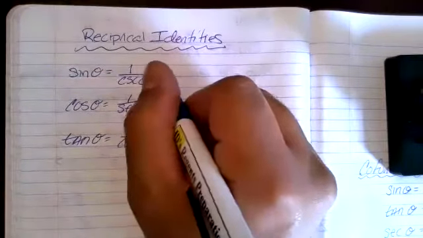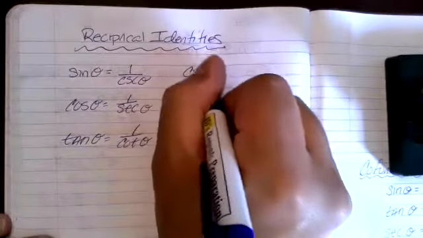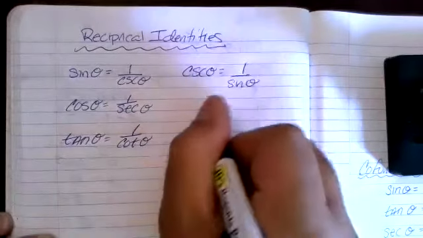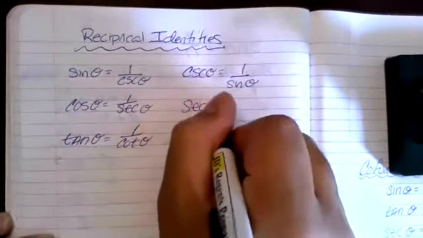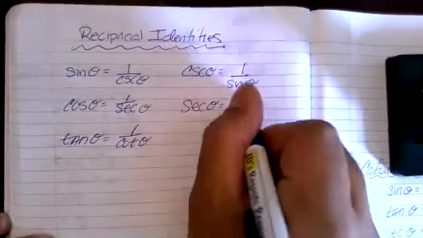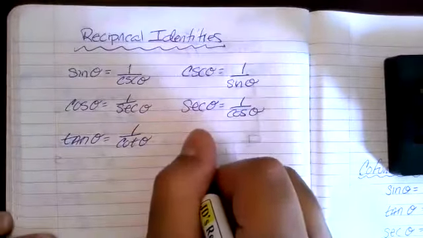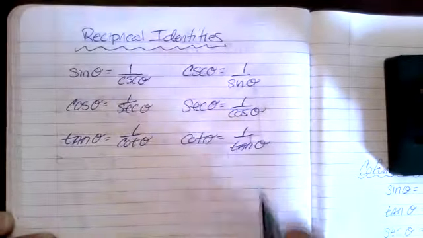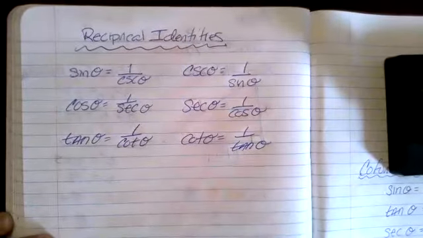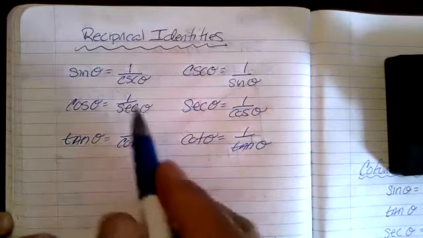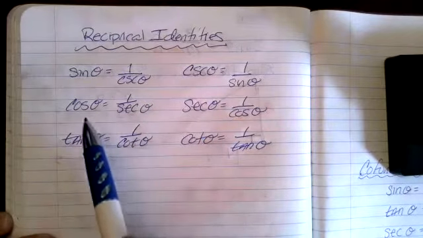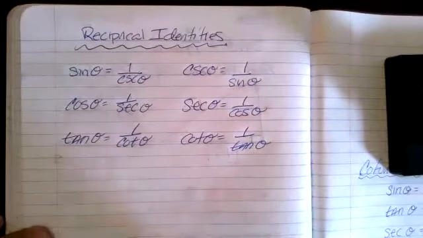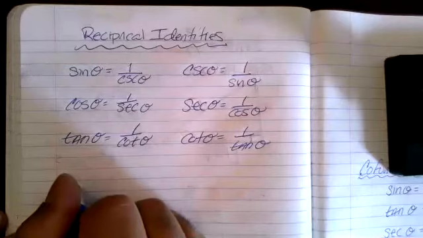And similarly, cosecant theta would be equal to 1 over sine theta. And secant theta would be equal to 1 over cosine theta. And cotan theta is equal to 1 over tan theta. Those are your 6 reciprocal identities. And like I said, they're kind of intuitive because sine goes to cosecant and cosine goes to secant and tan goes to cotan.